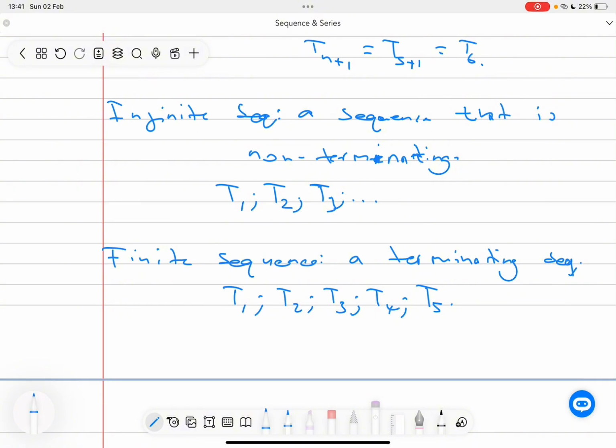So I can use the numbers that I used at the top as examples. Here I can have 2, 4, 6, and if I write the 3 dots there, it means they'll go on without terminating until infinity. But here I can have 2, 4, 6, 8, and 10. So this sequence ends exactly at 10, which is position 5, T5.